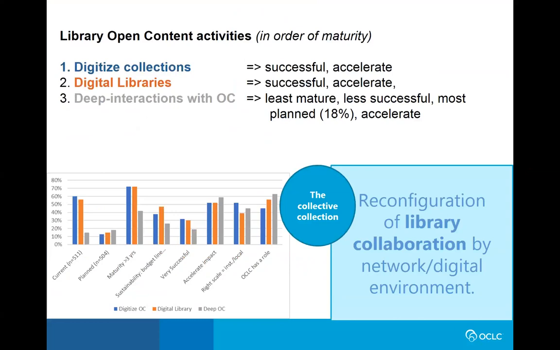Deep interactions is the least mature. It's an activity that is quite new. Not yet so successful, but most planned. It's one of the activities that libraries say they really want to start doing next year or in 2 years, and they want to accelerate. And they also expect help from OCLC in that area, which is interesting.